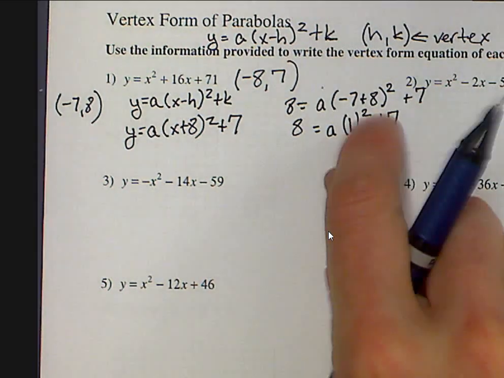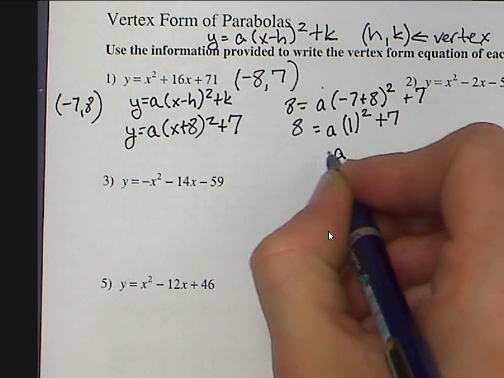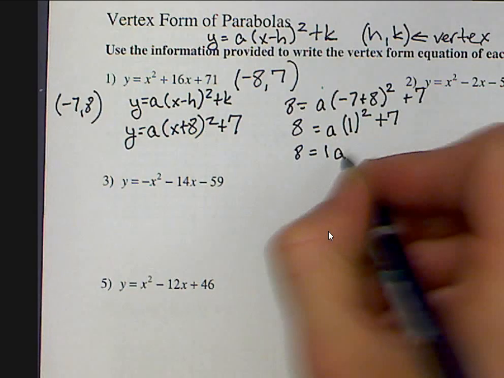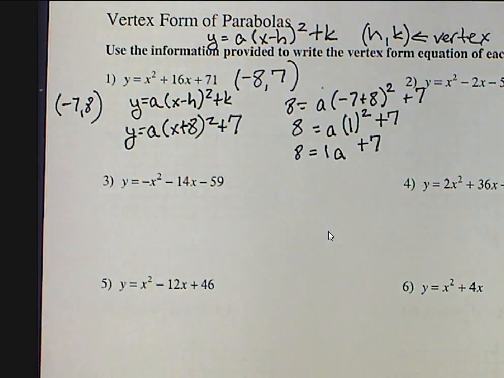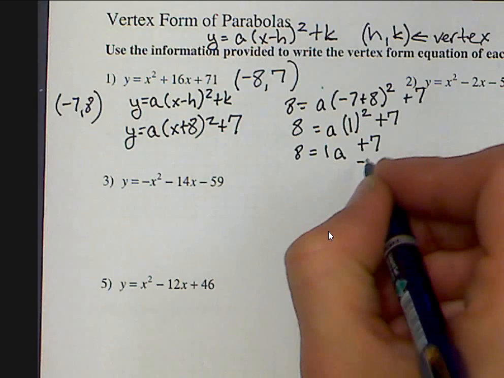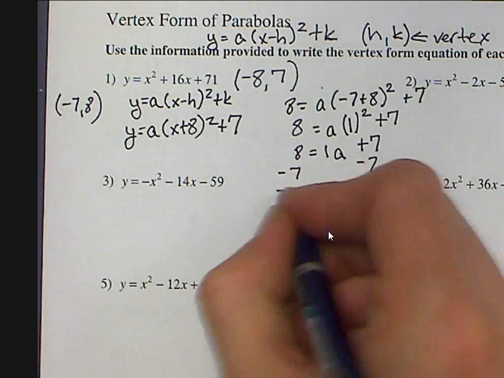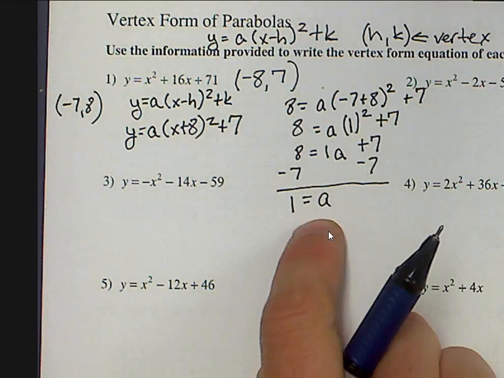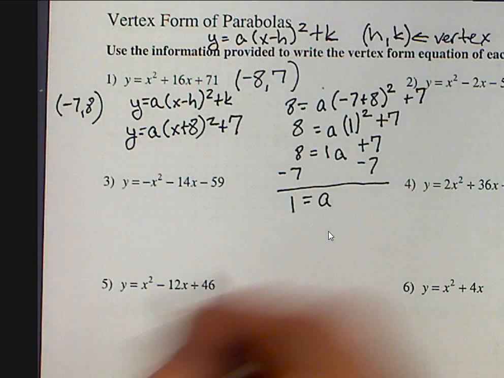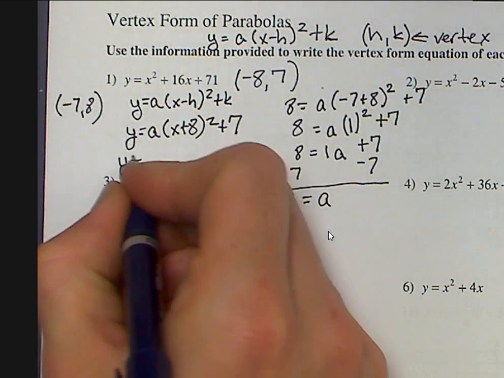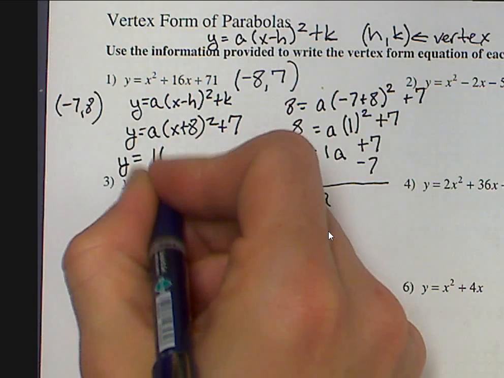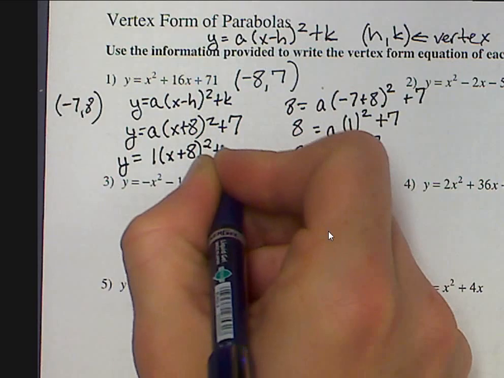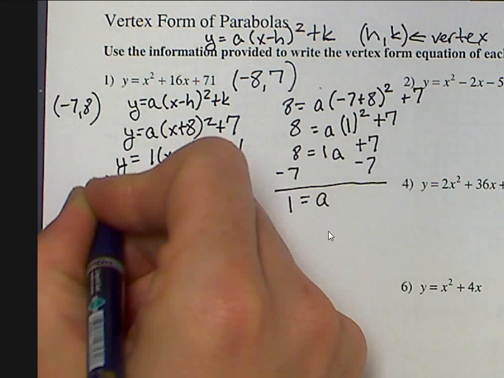Well, 1 squared is 1. So I'm left with 1a. Again, I didn't use the 8, the a, or the 7. Now it's just a two-step equation. And I subtract 7. And I subtract 7. And a is 1. So now that I know my a, I can plug it back in here. So I can write y is equal to, my a was 1 times x plus 8 squared plus 7. And this is my answer.